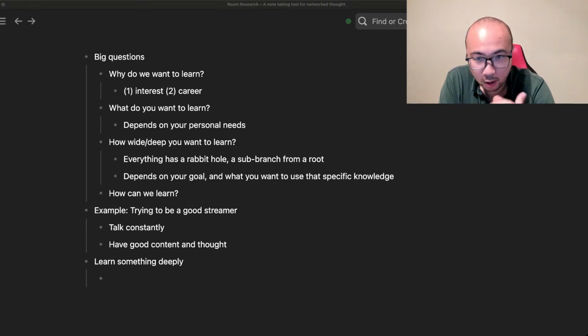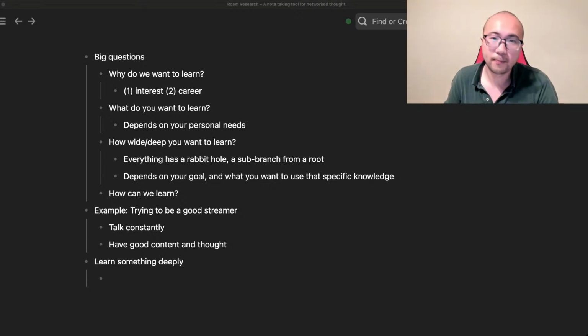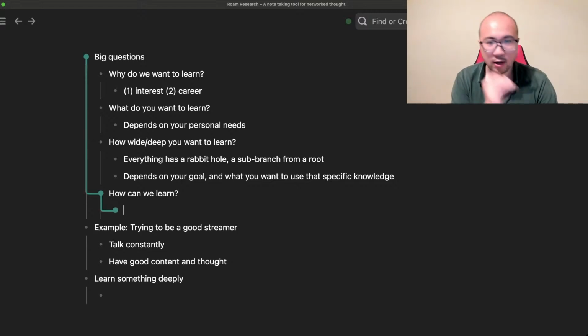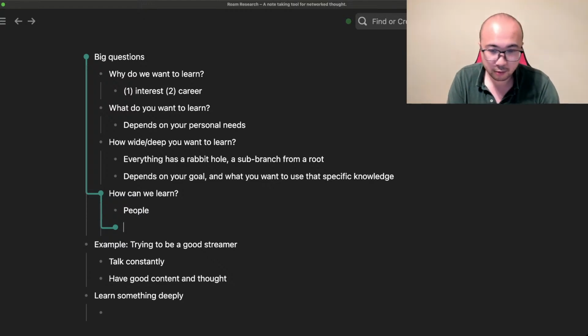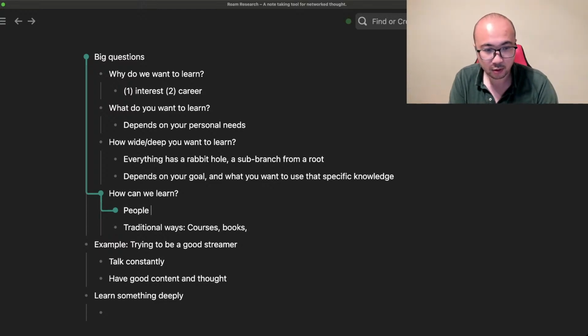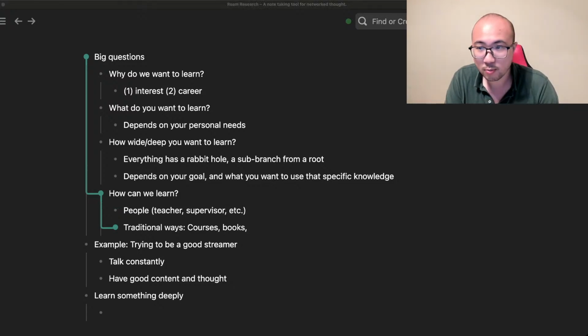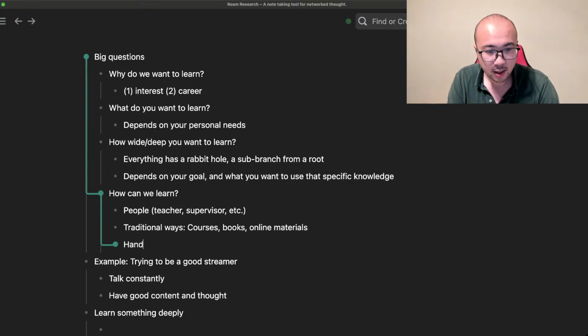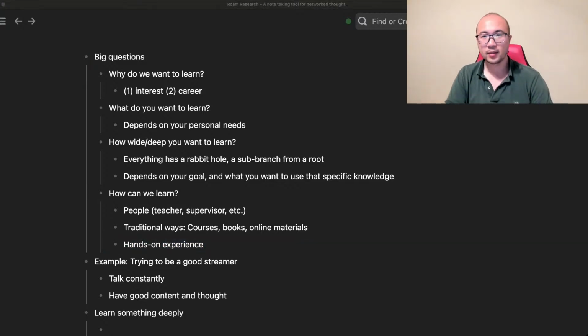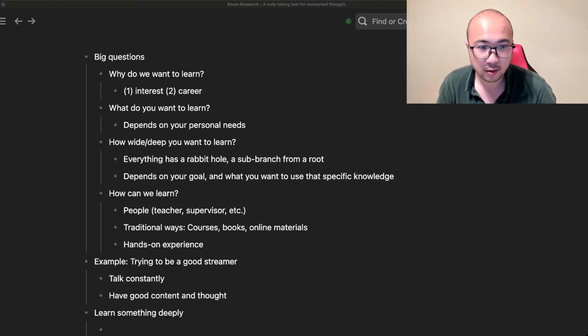Yeah, it really depends on your goal, right? You want to achieve something, and how can we learn? We can learn from anywhere. We can learn from people. We can learn from traditional ways: courses, books, teachers, writers, etc. Courses, books, and online materials, hands-on experience. Yeah, we can learn from these different ways.